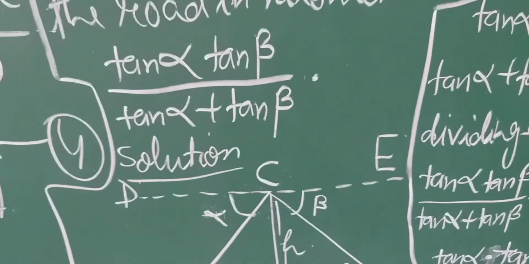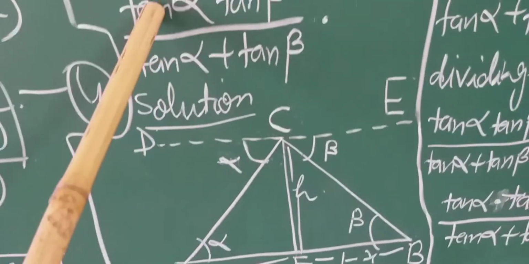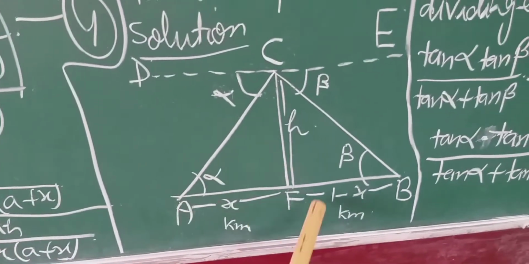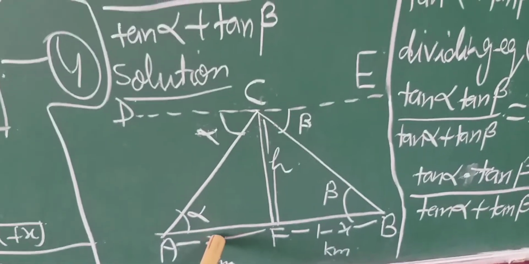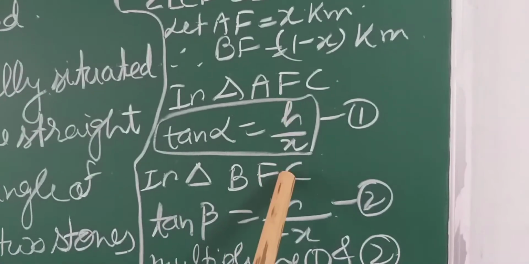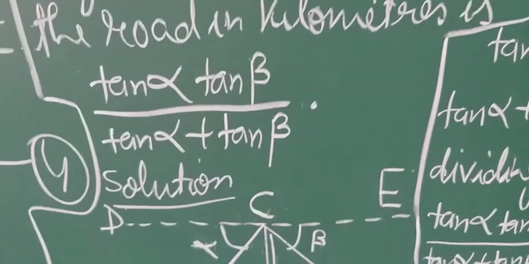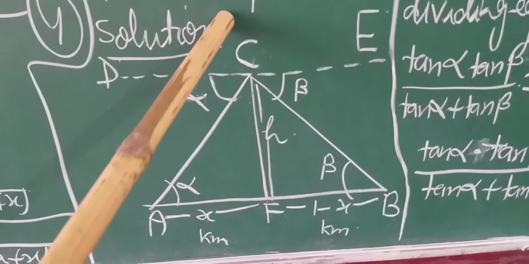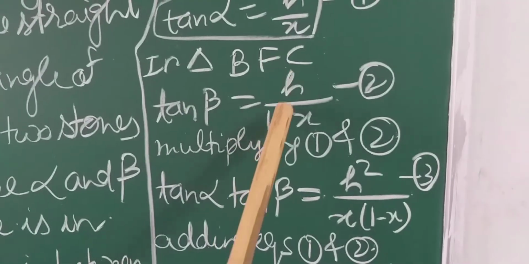we will take the trigonometric ratio tan. So in the triangle we need tan alpha. So in triangle AFC, tan alpha equals to h upon x, perpendicular upon base. Tan alpha equals to h upon x, equation 1. Now student, we need tan beta. In triangle BFC, tan beta equals to h upon 1 minus x. Tan beta equals to h upon 1 minus x, equation 2.